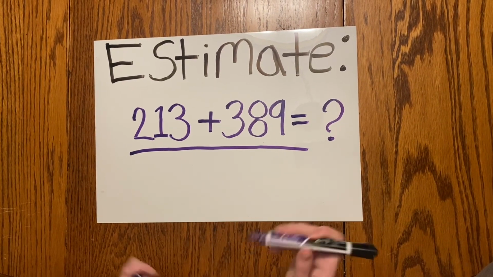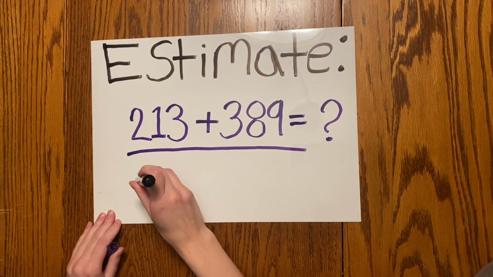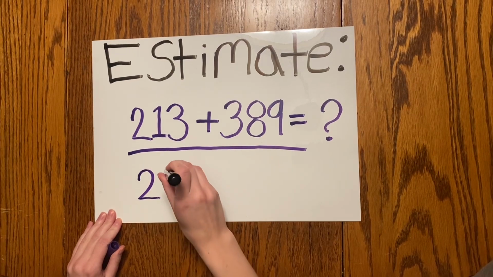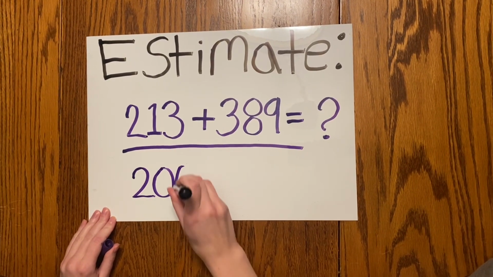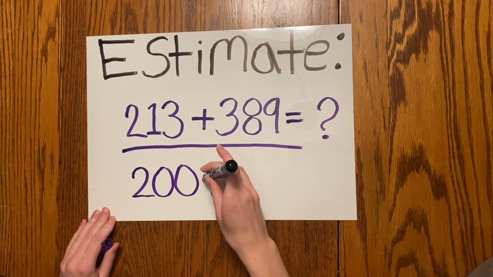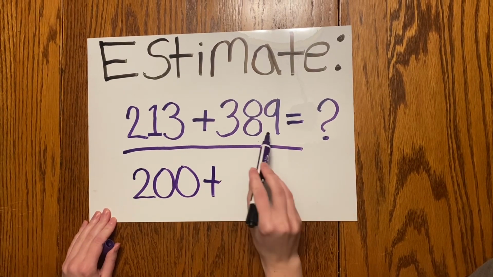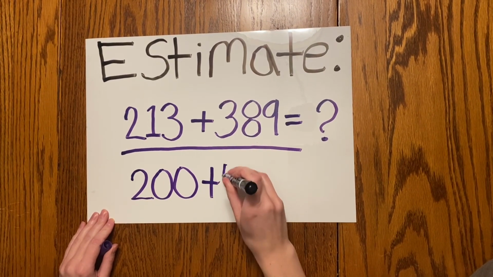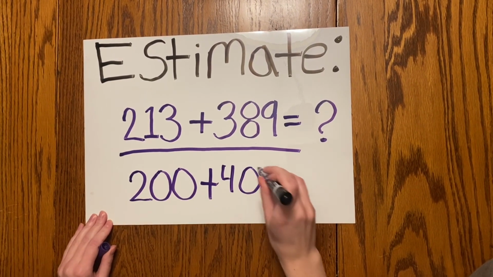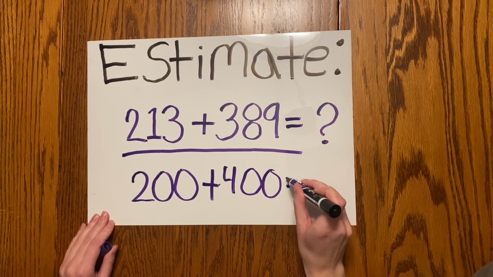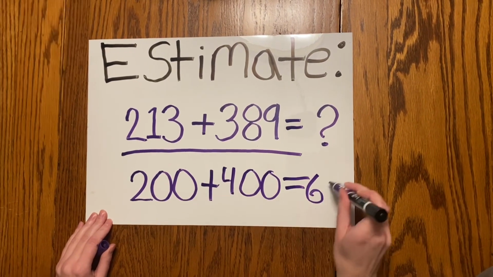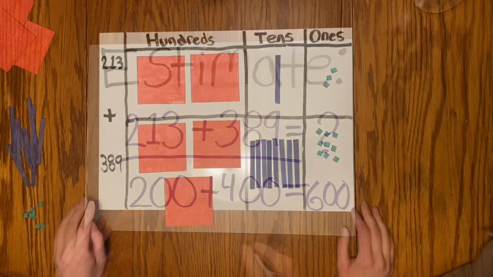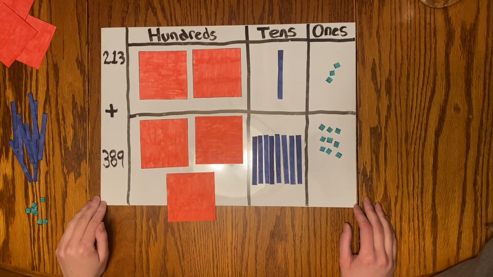So for a quick, easy estimation, I would round 213 down to 200, and I would round 389 up to 400. And that would give us an estimate of 600. We're going to be showing this concretely to start.